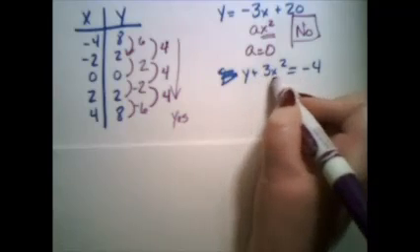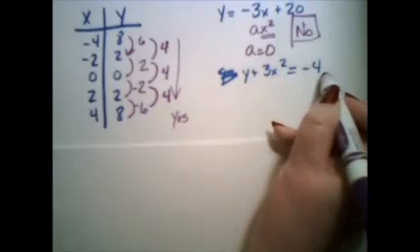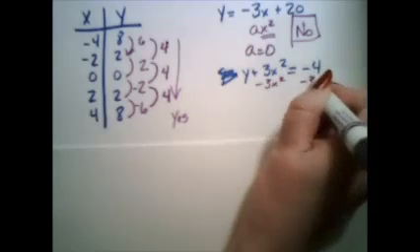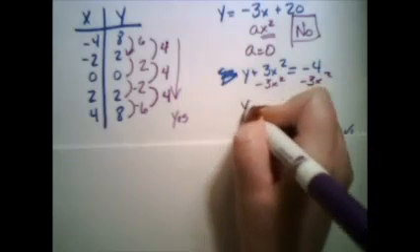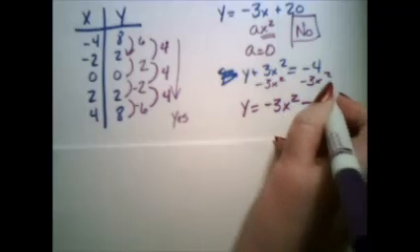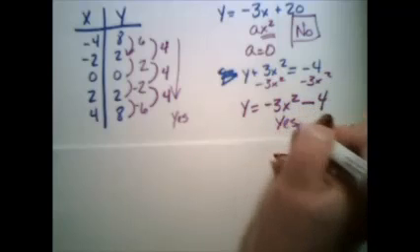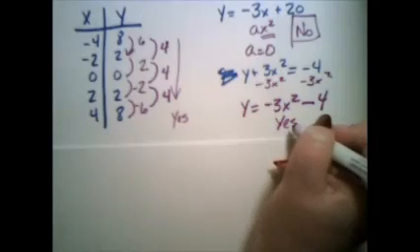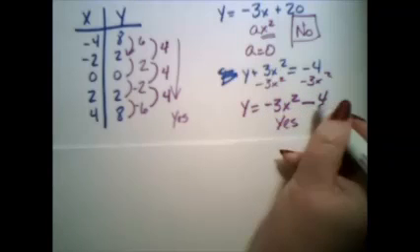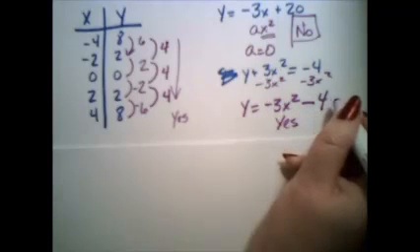Here we have y plus 3x squared equals negative 4x. Well, if I subtract 3x squared from both sides, I end up with y equals negative 3x squared minus 4. Yes, this is a quadratic equation because it can be written in the form y equals ax squared plus bx plus c. Here, b actually happens to equal 0, but that's okay.